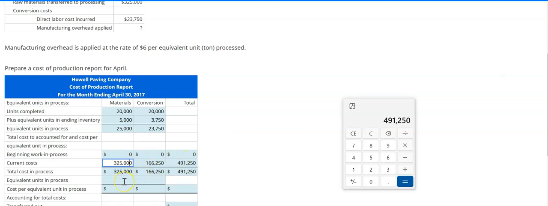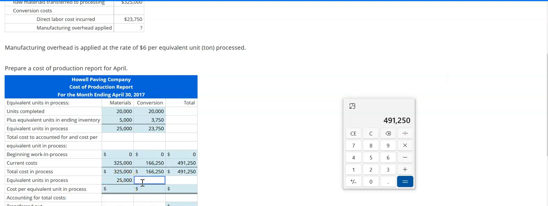All right, so it says equivalent units in process. Well, we have the 20,000 that we made up here, and then we also have the 5,000 here, and we can actually use these two figures and just drop them down.